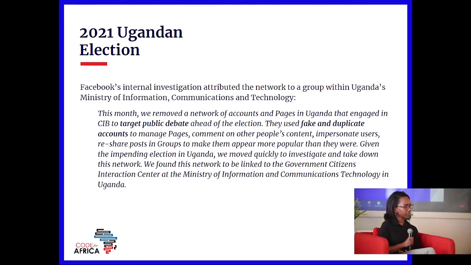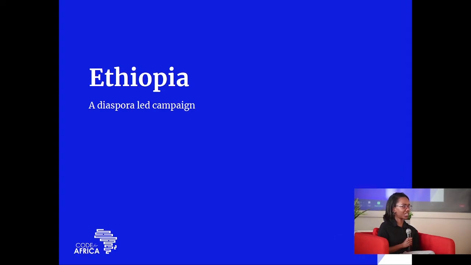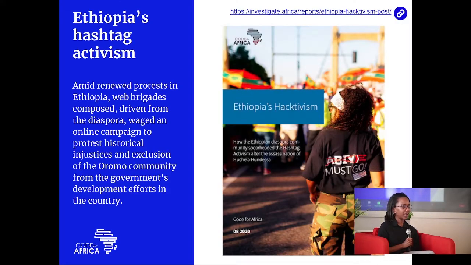So again, our region is very diverse in the kinds of things that we see. I'll now share a bit about what we've seen in Ethiopia and how the diaspora plays its part. But this one is a bit different. Let me start by saying that this case I'm going to talk about, Ethiopia's hashtag activism, actually originated as efforts to raise awareness about what was happening to the Oromo community in Ethiopia. But it ended up turning into an avenue for the circulation of mis- and disinformation against the community.